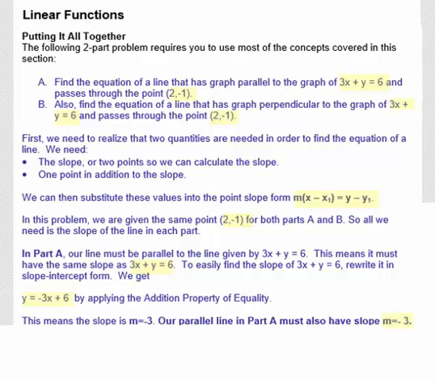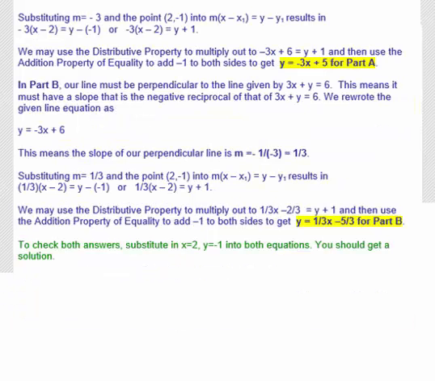Now we can plug those quantities into our point slope form. So we plug in our value, m equal negative 3, and our point into the point slope form, and we get negative 3 times quantity (x minus 2) equals y minus a negative 1. Simplify that to negative 3 times the quantity (x minus 2) equal y plus 1. Then we can solve that for y to get it in slope-intercept form using the distributive property and subtracting 1 on both sides, and we get y equal negative 3x plus 5 for our part A.